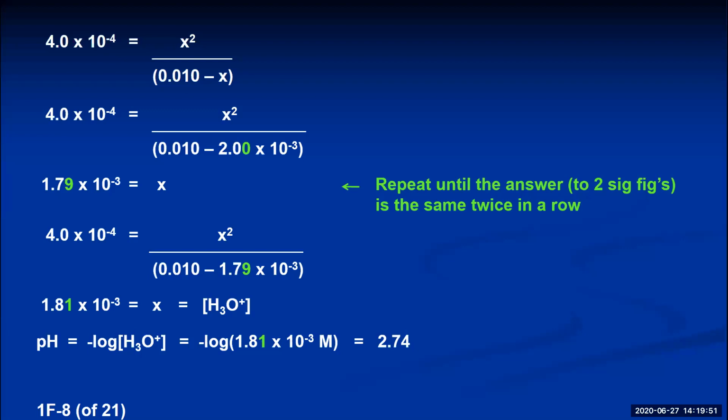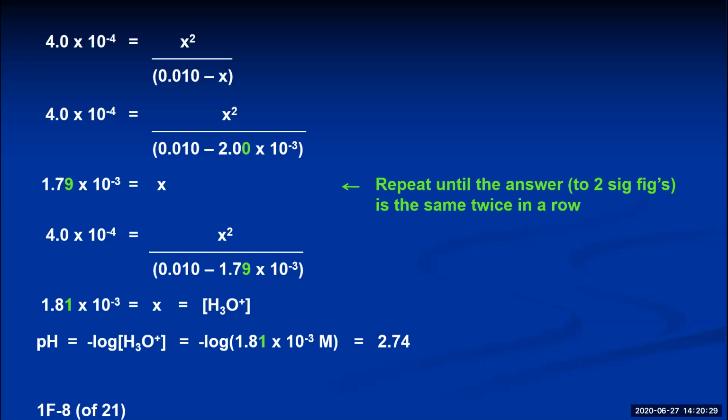Now, before we try one more example of this, let me point out something that's sometimes a little bit confusing. We had to do the recycle because the value we got for x was 20% of the original molarity of the acid. When you recycle and you put the 2.00 times 10 to the minus third back in place of x in the denominator, and then you get the next answer and put 1.79 times 10 to the minus third in place of x in the denominator, we continue to do this till the x value is the same. We will never make the value for x less than 5% of the original 0.010 molar.